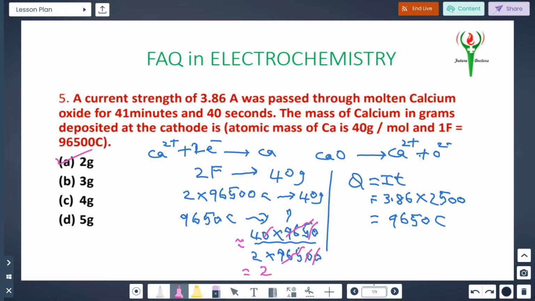The same sum we can put in another way also. M is equal to ZIT. In that method also we can put it, but it's a nice method, I think. Now, next one.